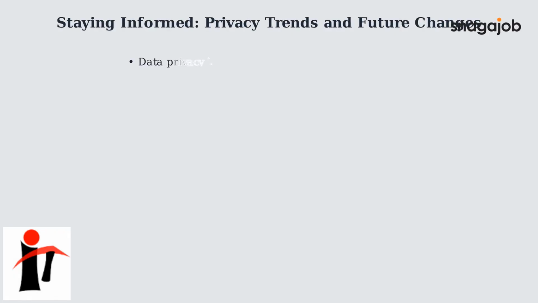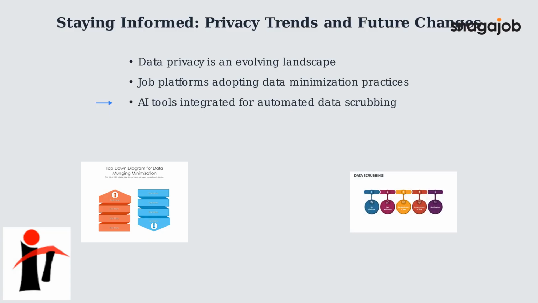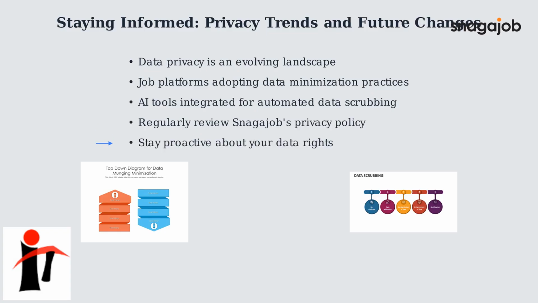Data privacy is an evolving landscape in the digital world. Job platforms like Snagajob are increasingly adopting data minimization practices to protect user information. AI tools are being integrated to automate data scrubbing processes, ensuring efficient and secure removal of personal data upon request. To stay informed about these trends and any updates to Snagajob's deletion process, regularly review their privacy policy on the website. Being proactive about your data rights ensures you maintain control over your personal information in the digital world. Remember, privacy regulations continue to evolve, so staying vigilant is key to protecting your digital footprint.